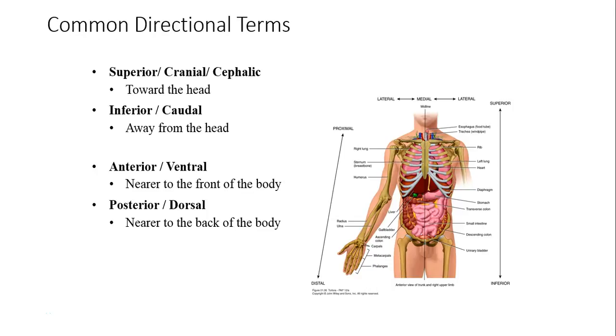Superior, cranial, cephalic, all can be used interchangeably to mean toward the head. And so you can see over here, if we're going in a superior direction, in an upright human, then we're also going towards the head. So cranial and cephalic can also be used to signify superior. Inferior, if you're going away from the head, going in a caudal direction. And for a human, this is also inferior or below.